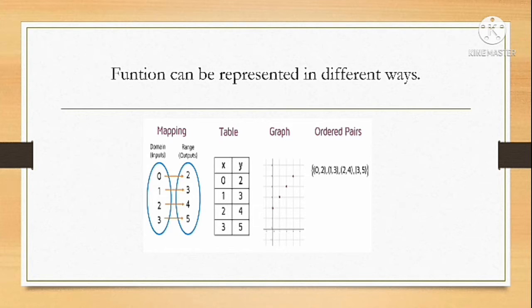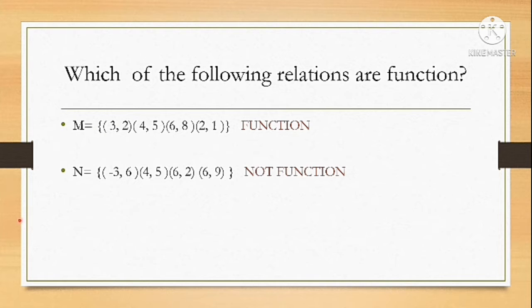A function can be represented in different ways. Which of the following relations are functions? A relation M has a set of ordered pairs (3, 2), (4, 5), (6, 8), (2, 9). This is a function because every x value is unique and is associated with only one y value.